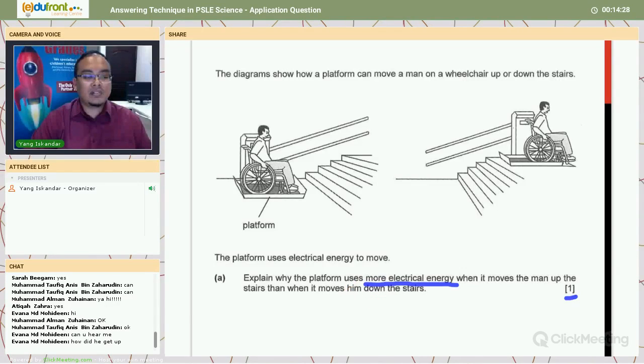Okay, Ivana, so you're asking how did he get up? What do you mean by how he get up? How he get into the platform? Later on we'll answer this question.